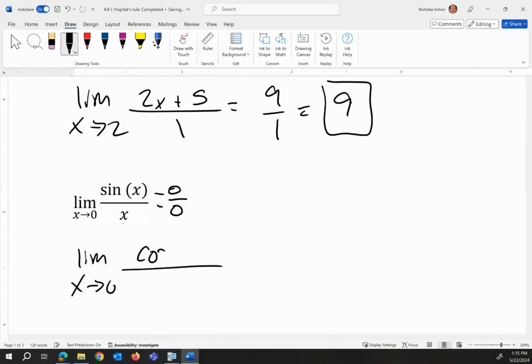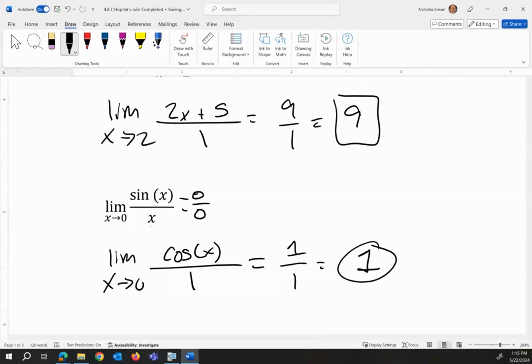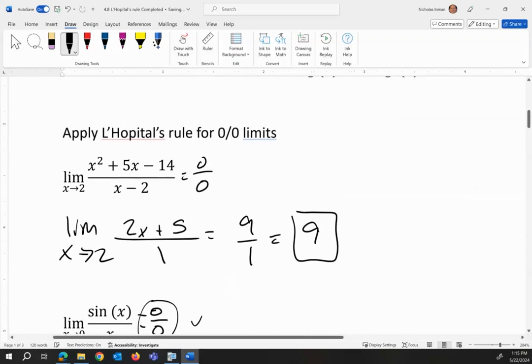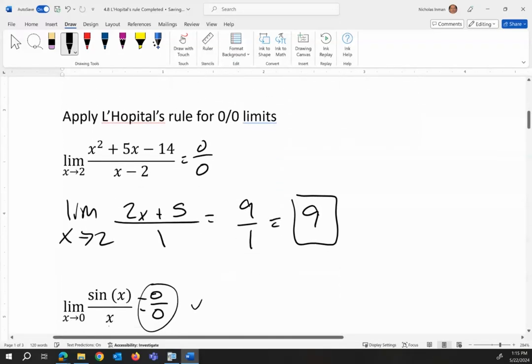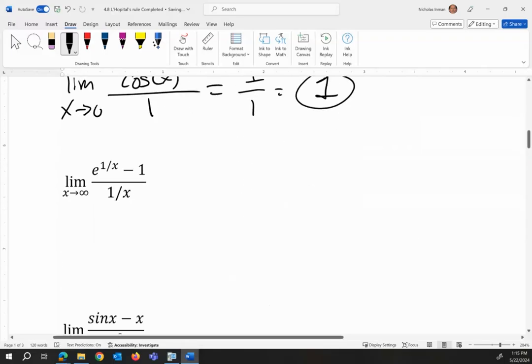Derivative of sine is cosine. Derivative of x is 1. Now, can you plug in 0? Absolutely. Cosine of 0 is 1. So our answer here is 1. L'Hopital's rule makes that very quick, easy, pretty painless. You do, again, have to show me this part first, or else you just can't apply L'Hopital's.